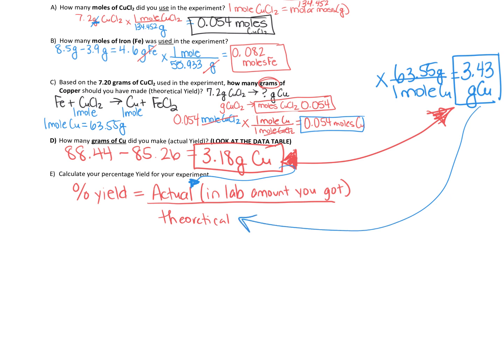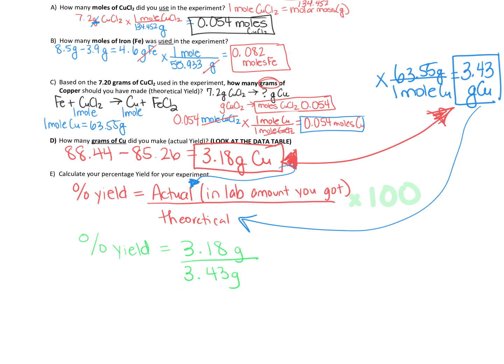And then, because we want it in a percentage, we multiply it by 100 in order to get that into a percentage. So here's what this looks like. To find our percent yield, we take our actual, which is 3.18 grams of copper. We divide it by the amount that we calculated we technically should have gotten in the laboratory from using 7.2 grams of copper chloride. So that's the theoretical amount.